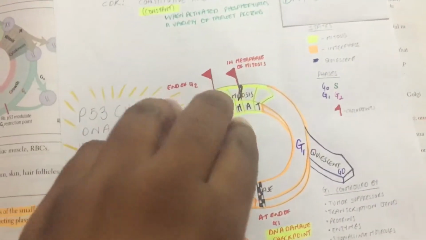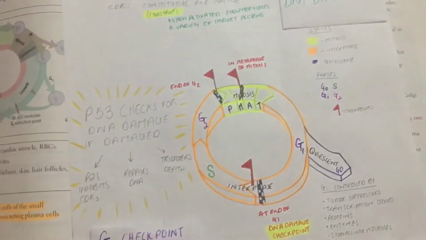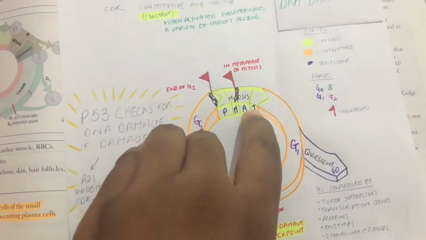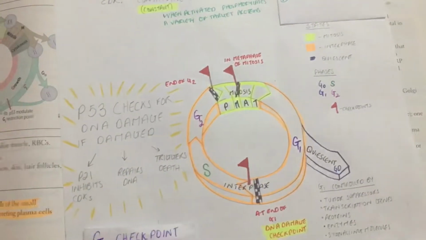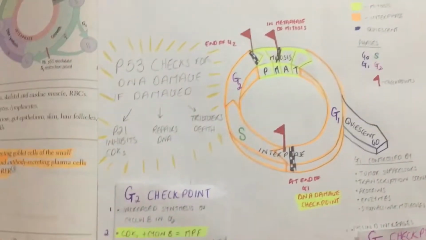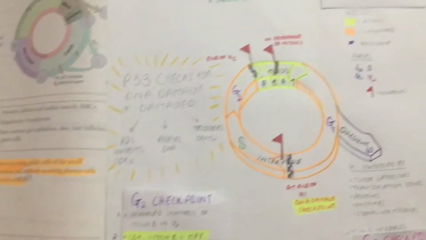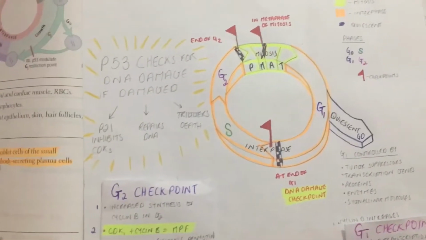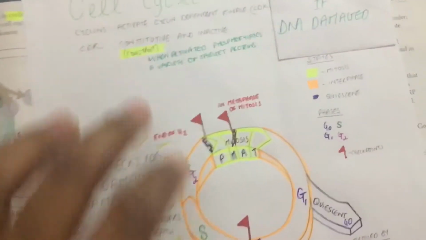And mitosis can be broken down into what I like to call PMAT: prophase, metaphase, anaphase, and telophase. And quiescence is the same thing as G0, where the cell does not replicate, it doesn't divide, such as neurons. All right, so let's explain the cell cycle.